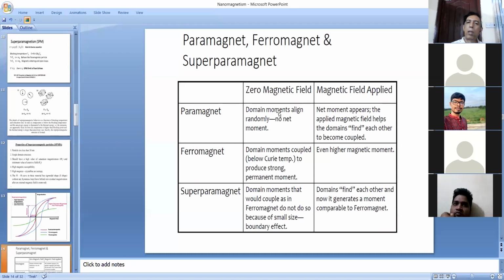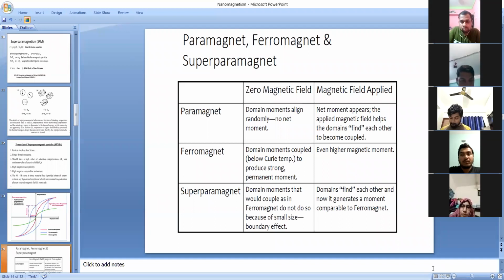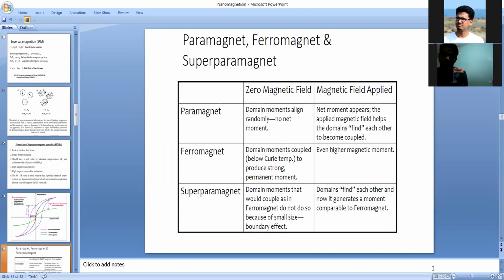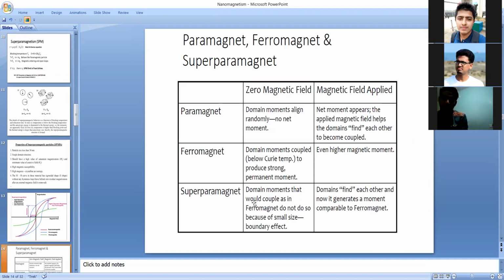But for a ferromagnet, below the Curie temperature, you will get some aligned magnetic moments. And for a superparamagnet, the domain moments that would couple as in a ferromagnet do not do so because of small size and boundary effect.